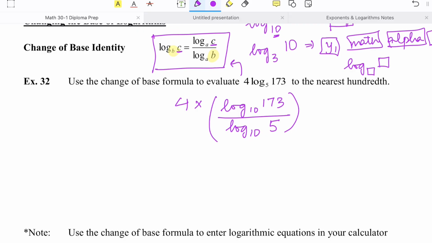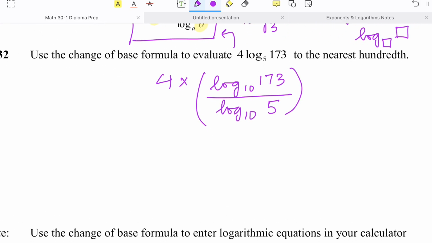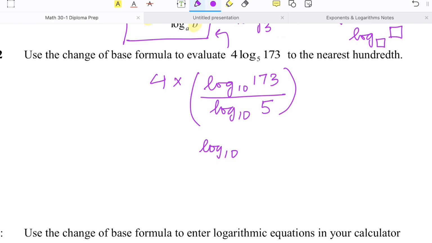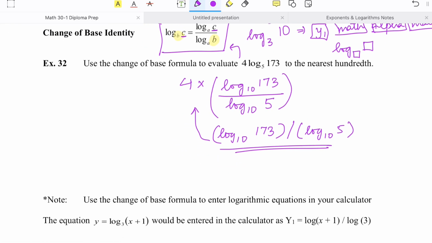Okay, and then you just solve for it. You just put it in the calculator, and the way you'll put it in the calculator is going to be log 10 of 173 divided by bracket starts log 10 of 5, and then whatever answer you get, you're going to multiply it by 4, and that should be your answer.